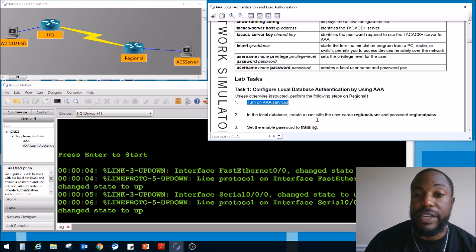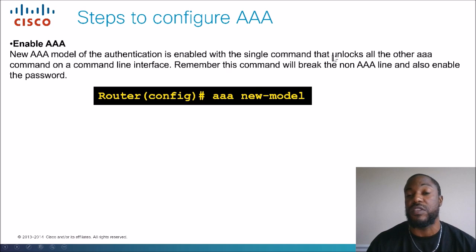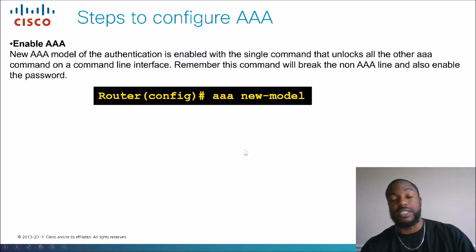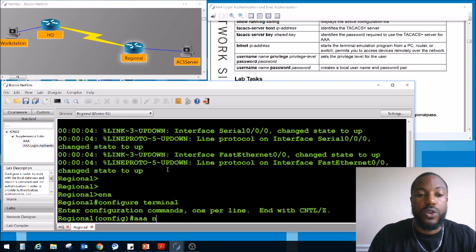Step 1, turn AAA services on. How do you do that? aaa new-model. Simple as that. AAA authentication is enabled with this single command right here. So that was easy. So we're going to enable, global config mode, aaa new-model.